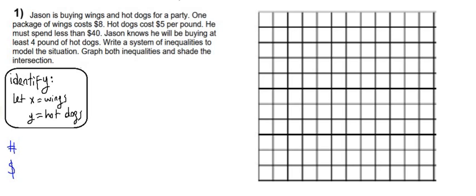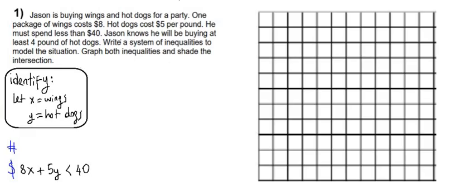Let's read and then write down. We know that wings cost $8. We're going to go to cost equation. So $8 for wings, so 8x, plus $5 per pound is the hot dogs, so 5y. And he must spend less than $40. So total cost for hot dogs and wings has to be less than $40.